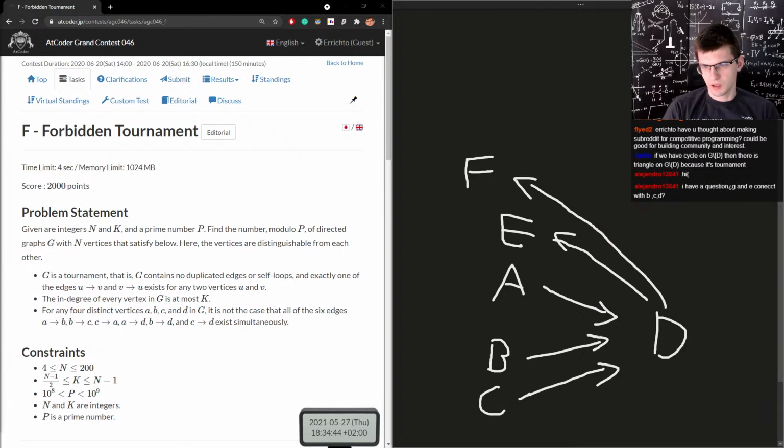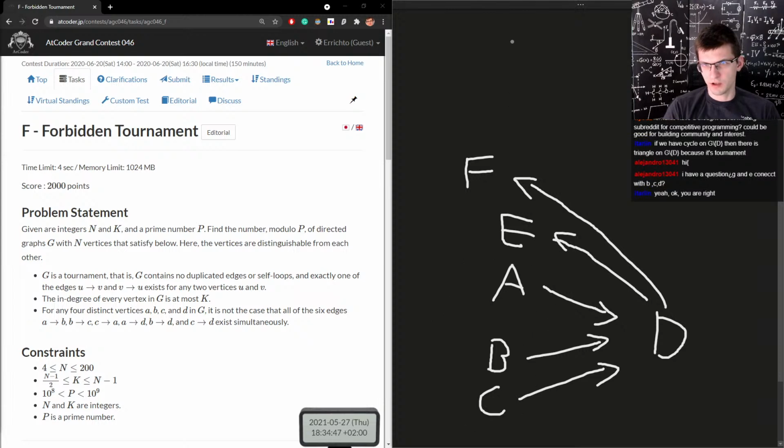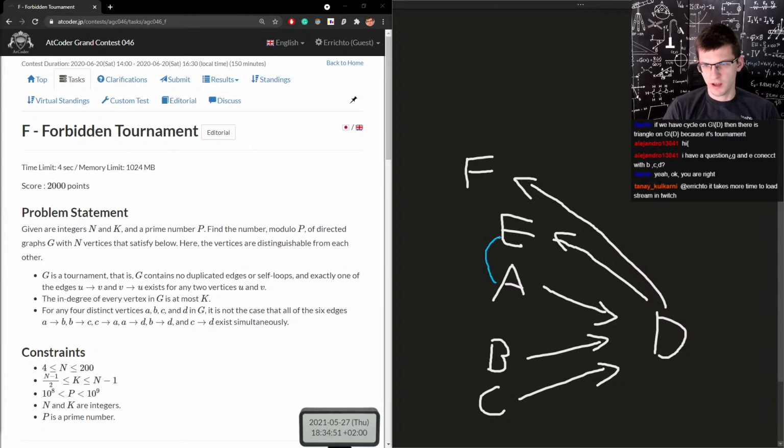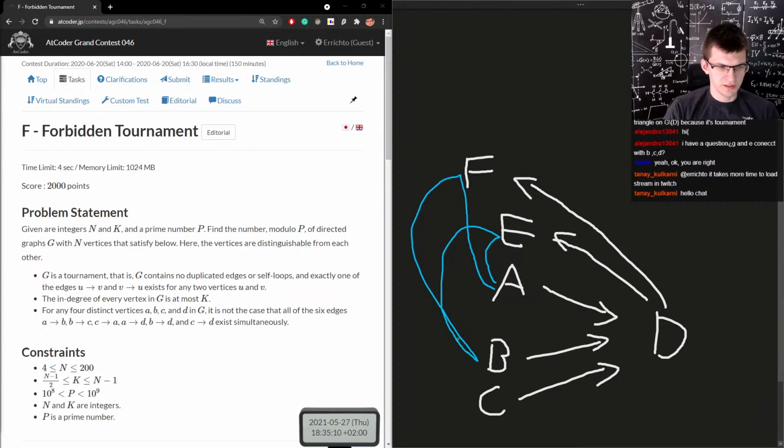Like here, I cannot have a cycle here, but if I have a cycle, let's say going through A, E, B, F, A in some order, is there anything wrong about that? G and E connect with B, C, D. There are edges between all vertices. That's right, if that's your question.